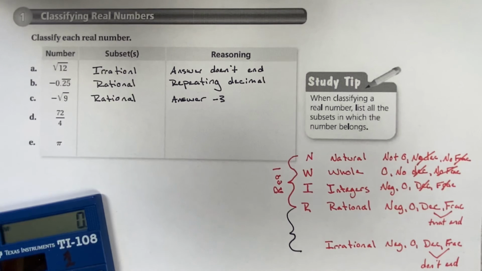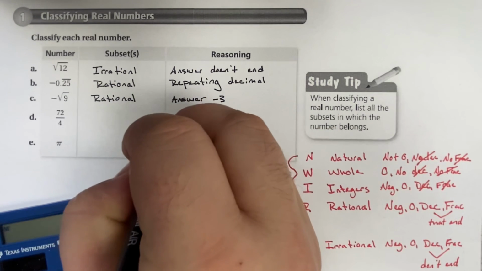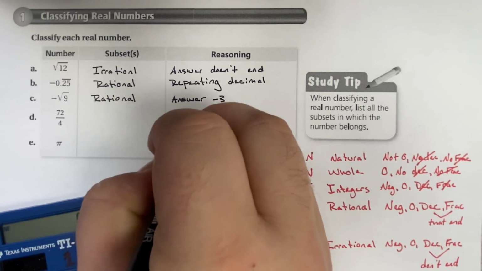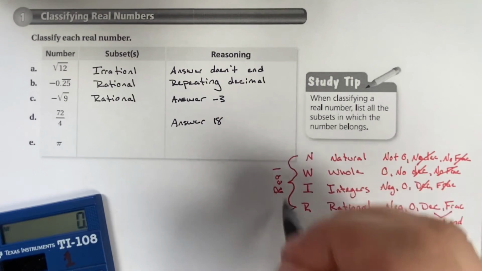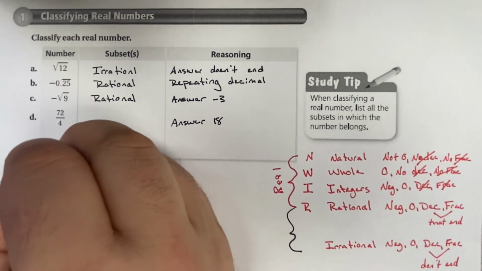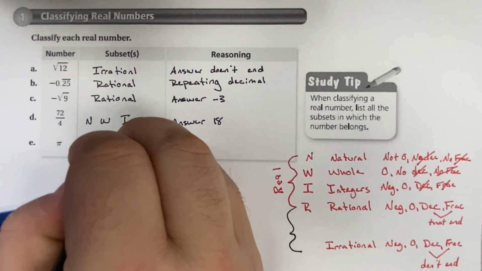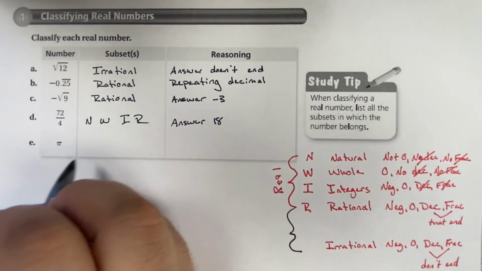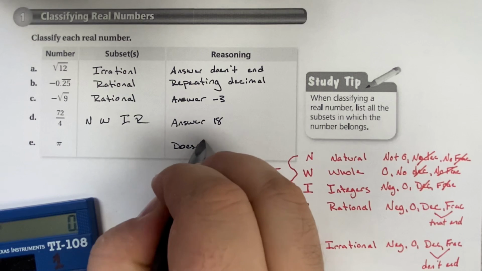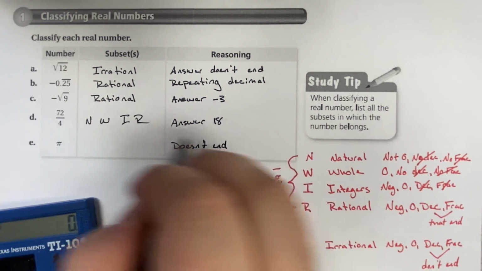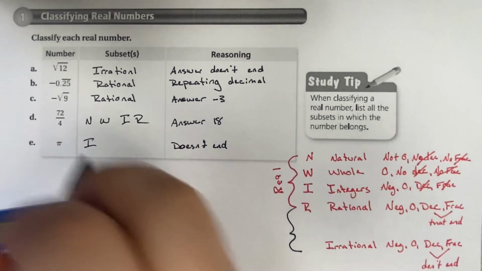Now 72 over 4, that's going to be equal to 18. And because of that, it's going to be all of these. So I'm just going to put N, W, I, R. And as discussed before, it doesn't end. So this is going to be considered irrational.